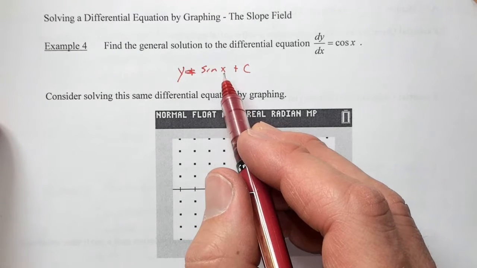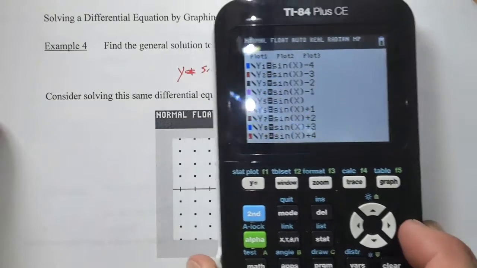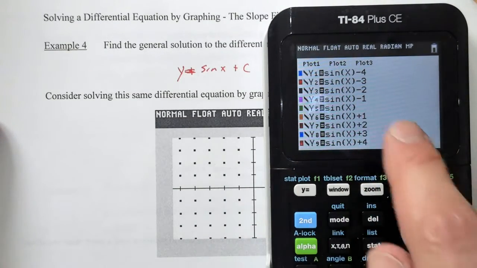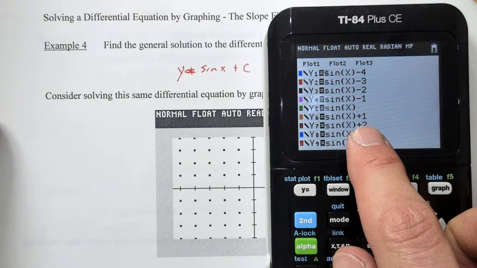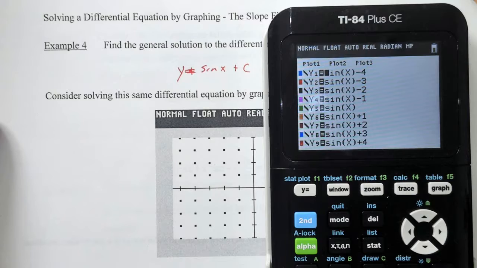Now, we can actually graph this on a graphing calculator. So I'm going to bring my graphing calculator in here for a moment. Notice what I've got. I've placed in all of my y's sine x minus 4, 3, 2, 1, and then sine x, and then sine x plus 1, 2, 3, and 4. So there are 9 sine graphs.